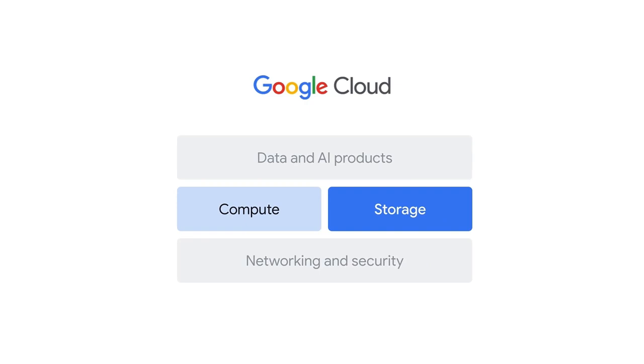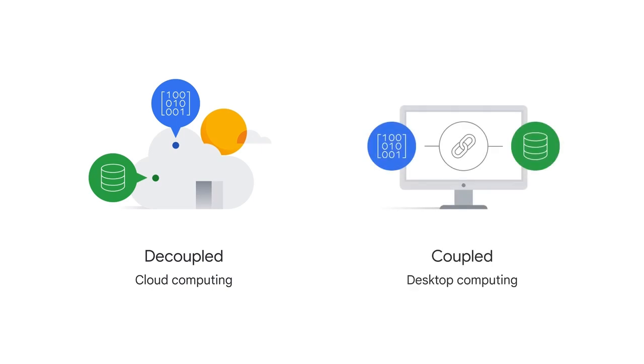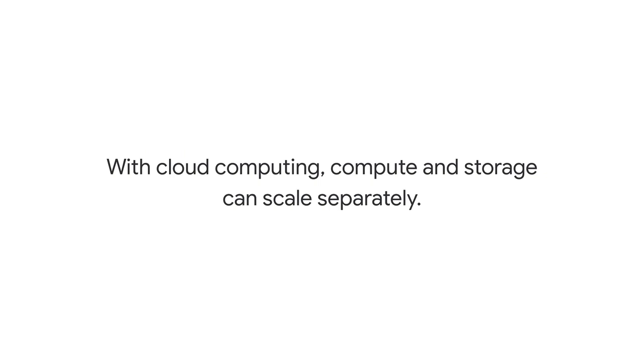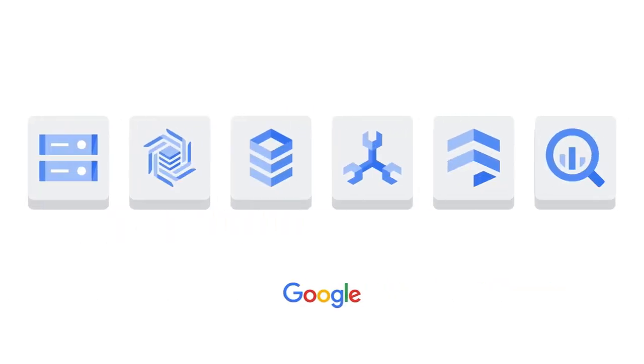Let's now examine storage. For proper scaling capabilities, compute and storage are decoupled. This is one major difference between cloud and desktop computing. With cloud computing, compute and storage can scale separately. Most applications require a database and storage solution of some kind.